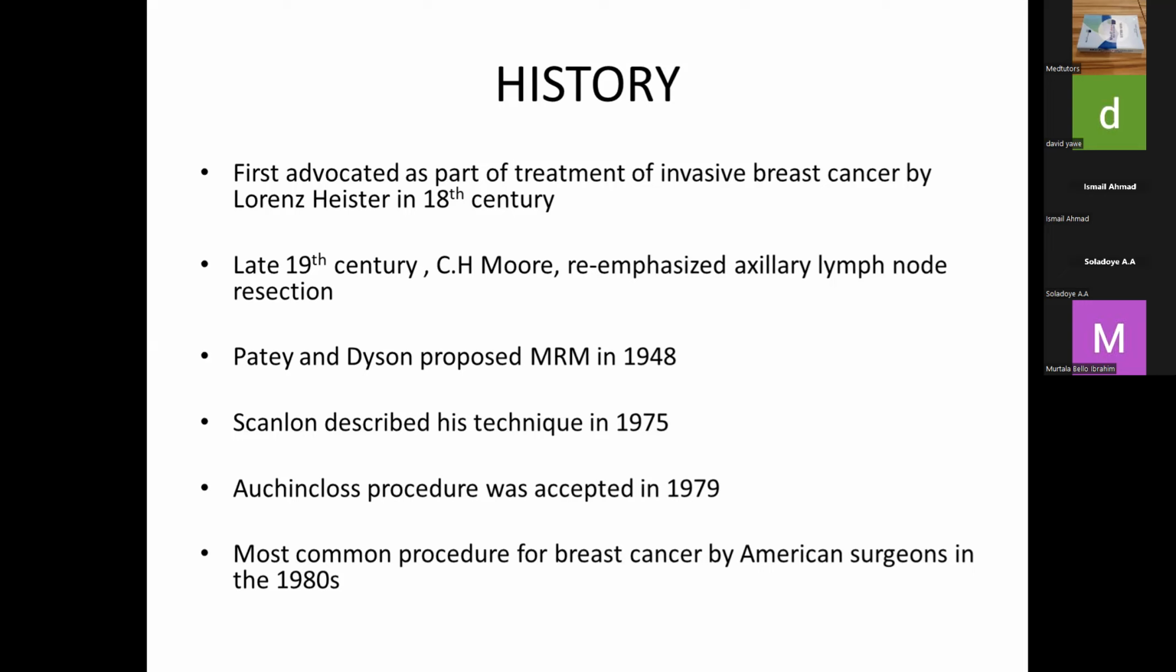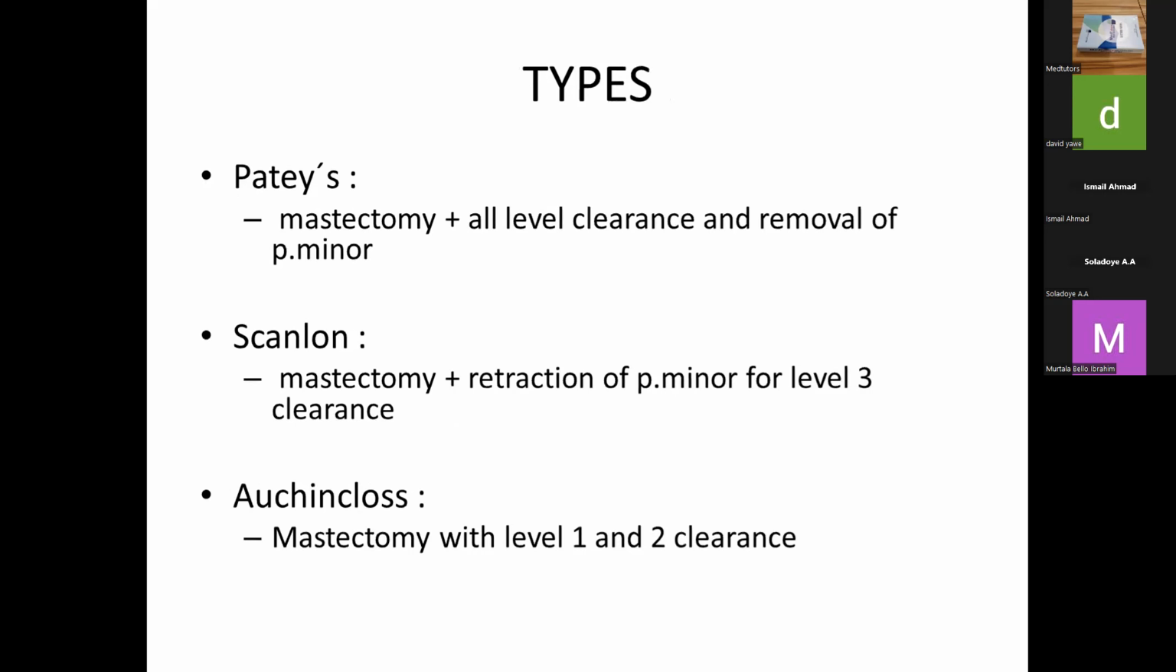Some modifications or types of modified radical mastectomy: the Patey entails total mastectomy plus removal of all three levels of the axillary lymph nodes and removal of the pectoralis minor muscle. The Scanlon entails total mastectomy with the retraction of the pectoralis minor.